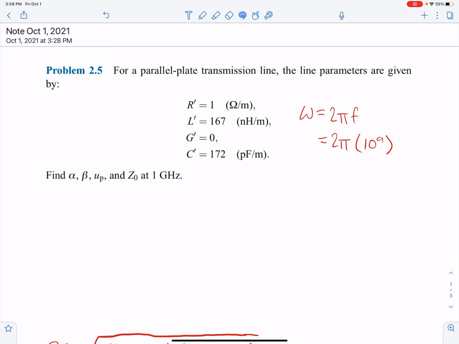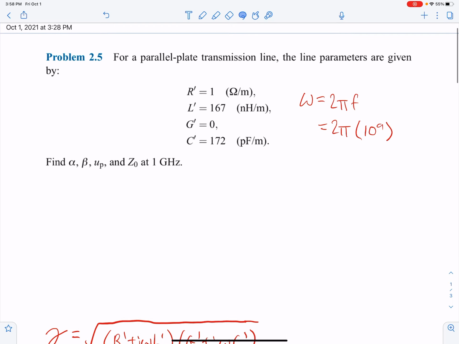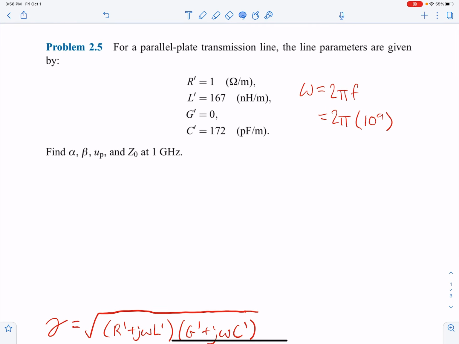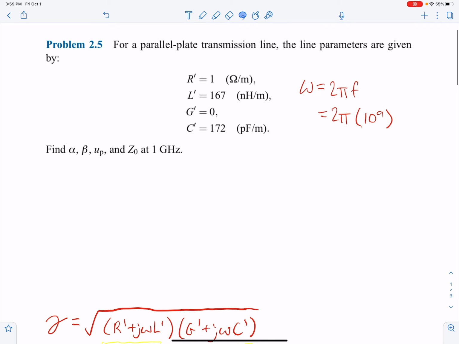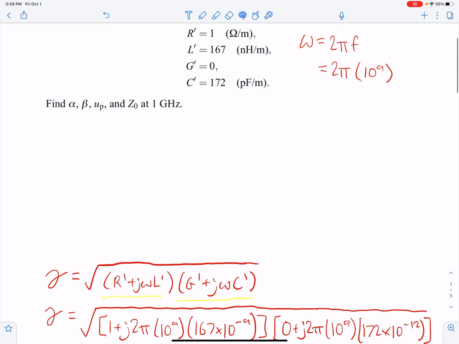So to start, the first thing we want to see is that we can use our propagation constant to solve this problem, since our propagation constant consists of both alpha and beta. So using this equation here, we can plug in all of our values.